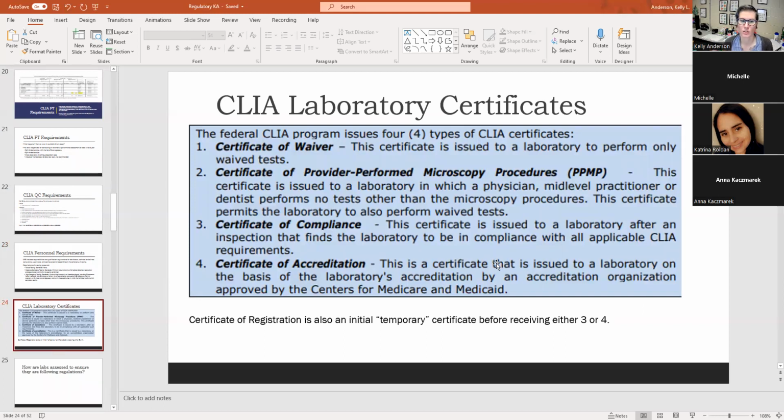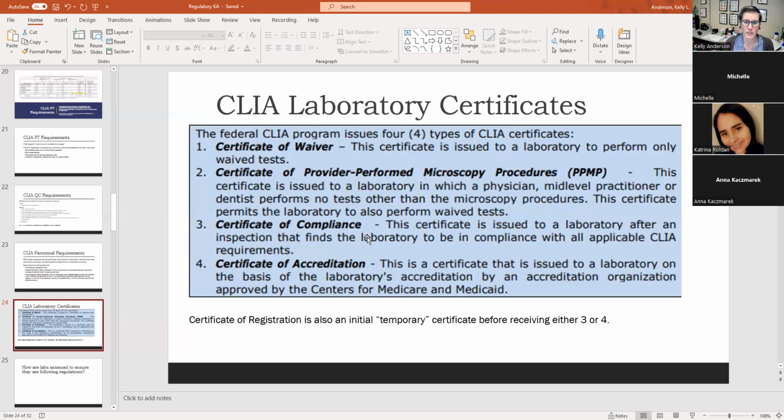Then there are CLIA laboratory certificates. Every lab performing patient testing has to have a CLIA certificate, and it depends on the level of testing that you're doing. Even if you're just doing waived tests, like a lot of doctors' offices doing little rapid tests, they'll have a certificate of waiver, which means they are allowed to do those tests, nothing complicated, just waived. There's a certificate of provider performed microscopy, and that is usually physicians or dentists just looking at a microscope. So they might be doing a wet prep or some kind of dental swab and looking at a microscope. That's all they're doing.